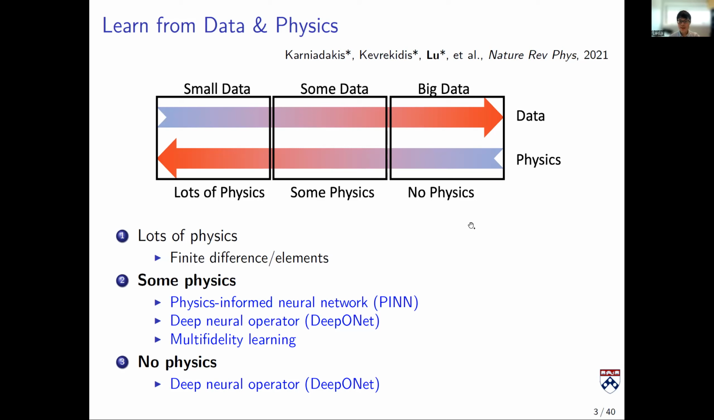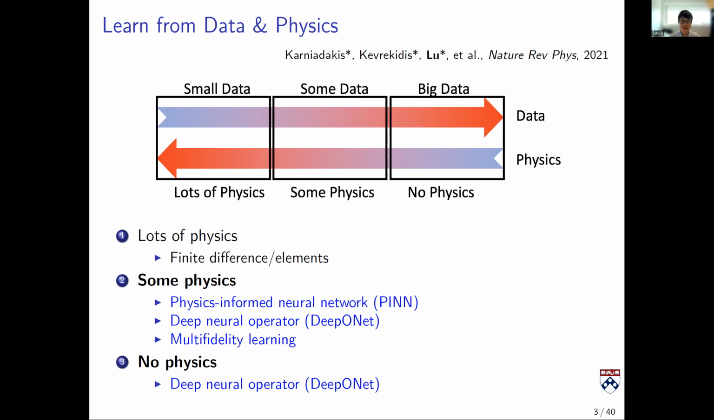On the right, this is the standard deep learning or machine learning area. We assume there's no physics, but we have a large amount of data. Then we can train a big model to directly learn from the data set to discover the relationship between the outputs and the inputs.